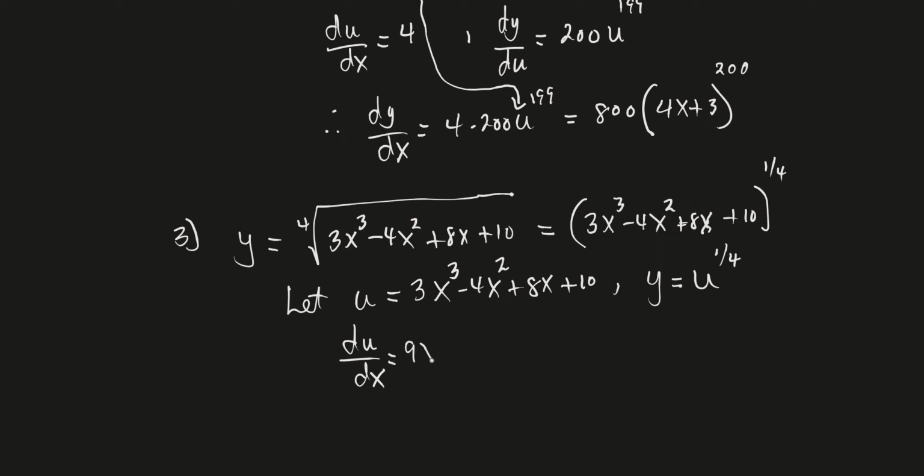This is going to be 9x squared minus 8x plus 8, right? And then let's write down dy du. So dy du, using our power rule again, this is going to be 1/4 times u to the negative 3/4. But let's rewrite it so that I don't have a negative exponent. So I take the reciprocal. I already have a 4 in the denominator, so the 4 is still in the denominator. Now the u to the 3/4 is also in the denominator.